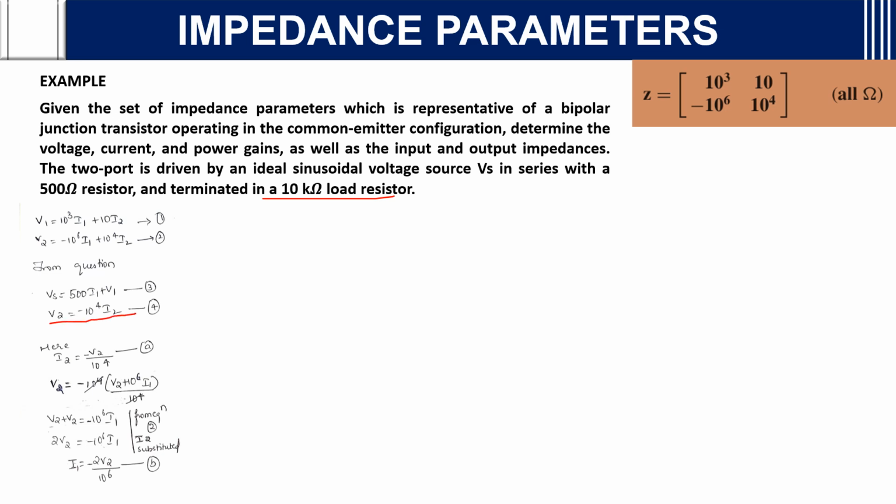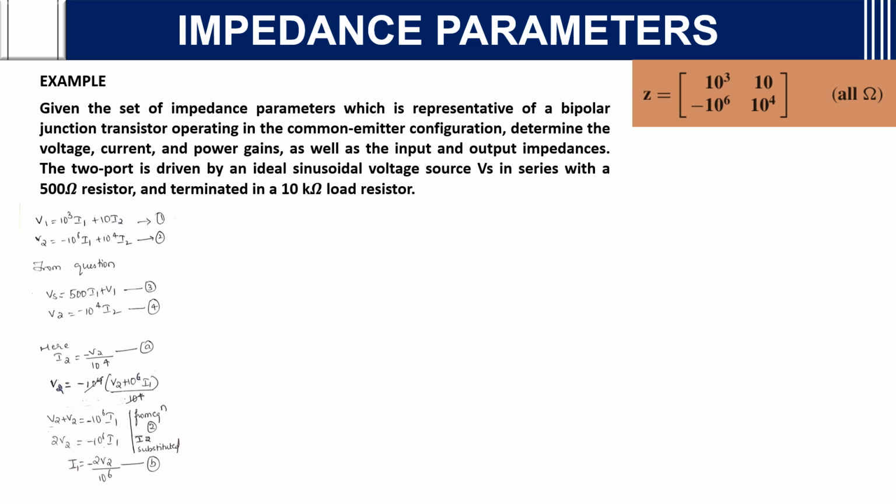V2 is equals to minus 10 power 4 I2. Why? Because at the load resistance, if the polarity is plus minus, so you will consider minus. So minus 10 into 10 power 3, so 10 power 4 I2. So these are from the question. We need to take those values.